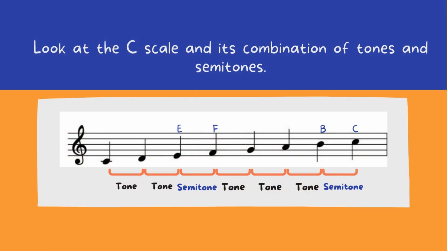Look at the C scale and its combination of tones and semitones. As you can see, the intervals between E-F and B-C span a semitone, while the intervals between the other notes span a tone.